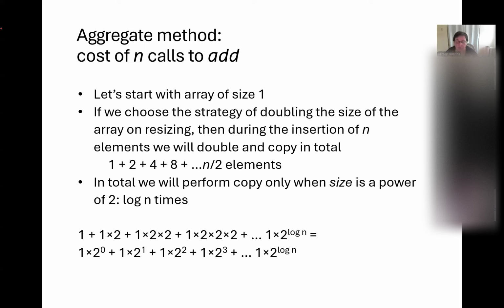So in total, we will perform a copy only when the size is a power of 2. And I'm claiming that we will copy log n times. The total number of times we copy in order to insert n elements is going to be log n. Why is that? Because that's exactly like we did in those loops, going from 1 to n, each time doubling. That will take log n steps. So the total number of times that I double the array and copy is going to be log n. Do you agree? This sequence contains log n elements. That's what I'm trying to say.